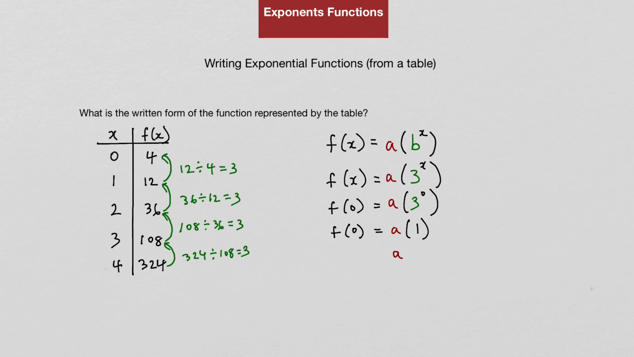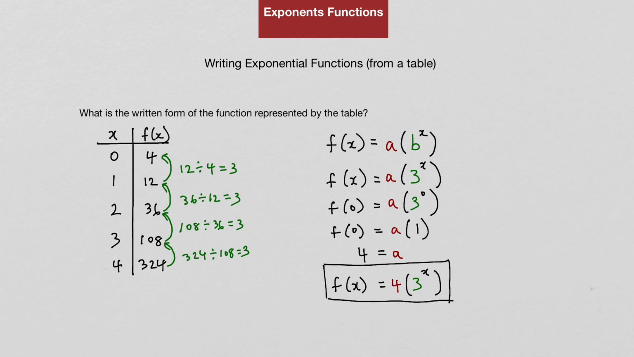A has to be equal to 4. And so therefore we know a is 4, and so our final function is f of x is equal to 4 times 3 to the x power. Okay, so that is our answer.